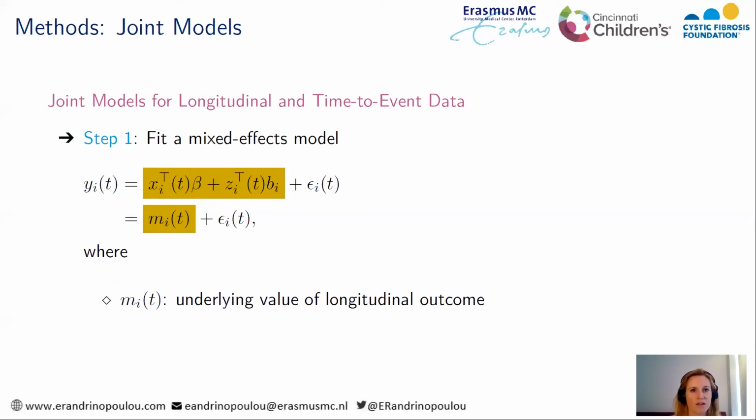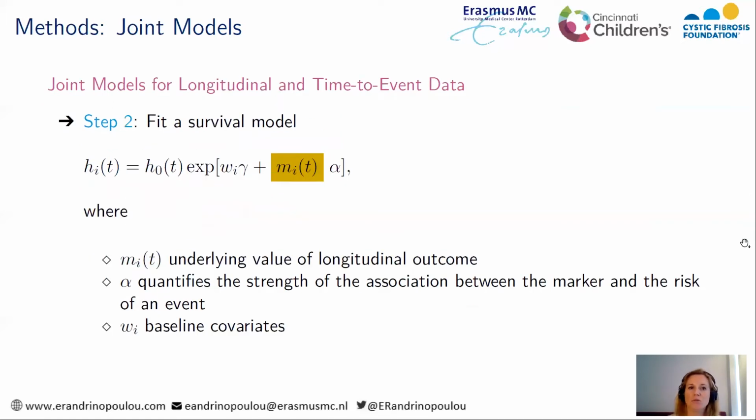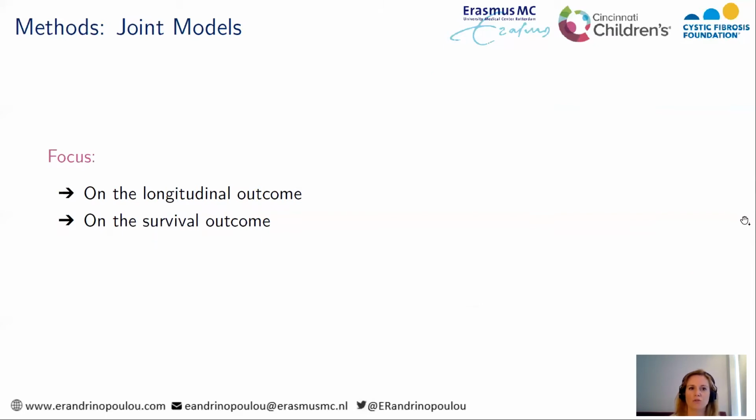The idea here is that we first fit a mixed model, and then we take the underlying value, which is the fixed effects and the random effects, and we plug it into a survival model. Alpha here represents the association between the longitudinal and the survival outcome. And of course, we can correct for some baseline covariates. The focus here could be either on the longitudinal or on the survival.